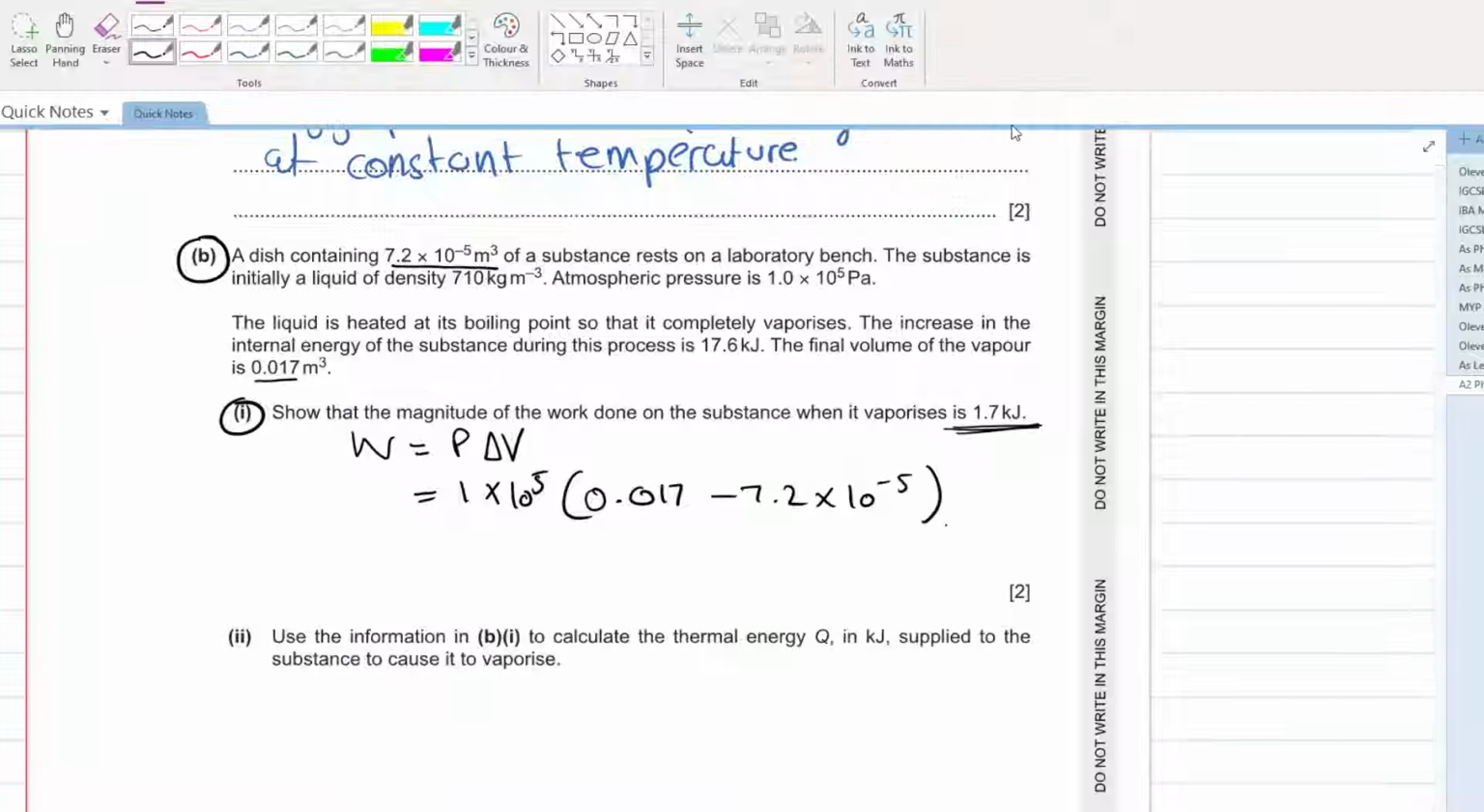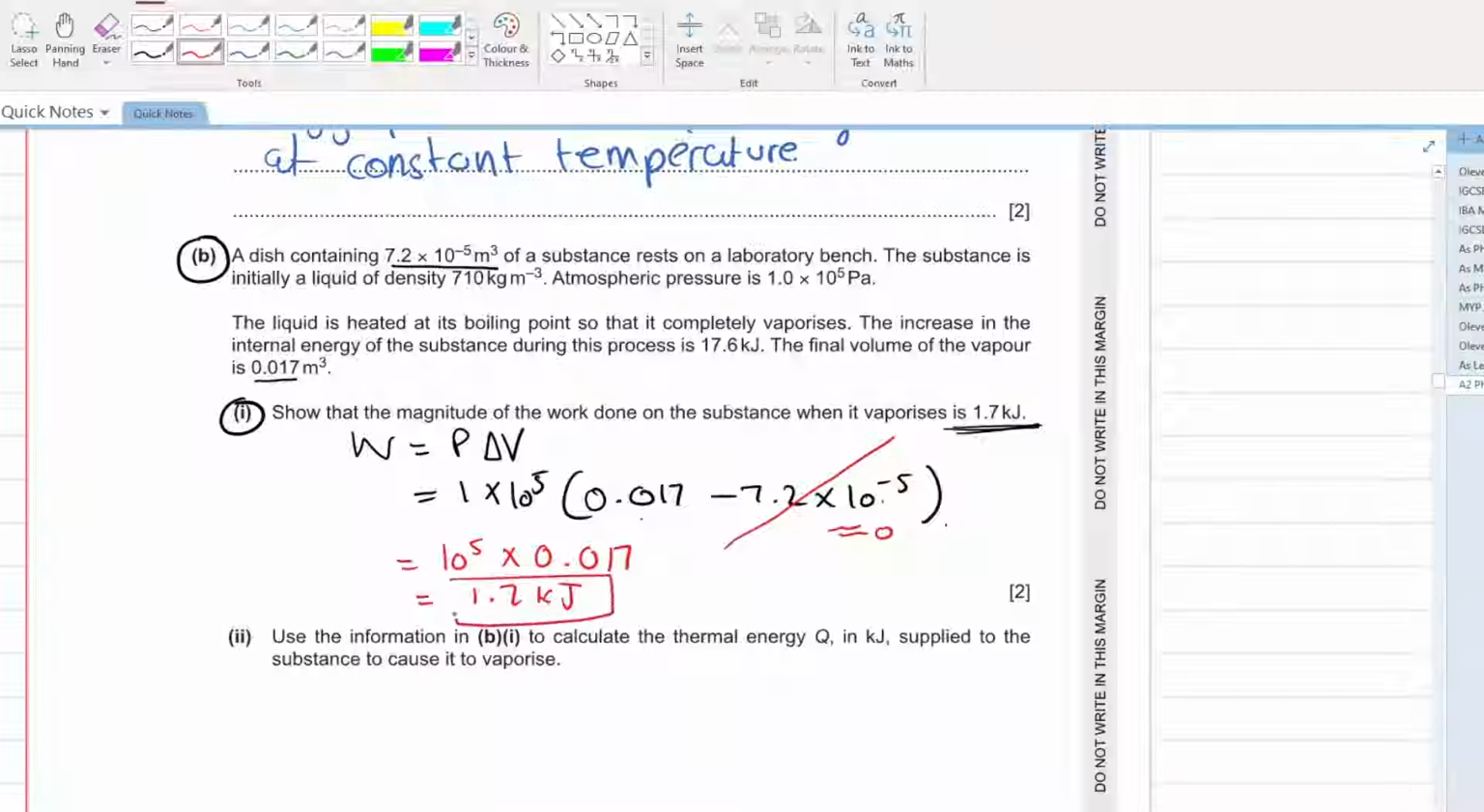Now you can either calculate the answer like this. Or if you are a genius, you can say, sir, this value compared to this value is pretty close to 0. So you can ignore that. You can calculate work done like this: 10 raised to the power of 5 into 0.017. This gives you a value of 1.7 kilojoules. Simple as that. If you take the other approach, your answer will still come out the same, 1.7 kilojoules. Literally there will be no difference in the answer. Let's read out part 2.